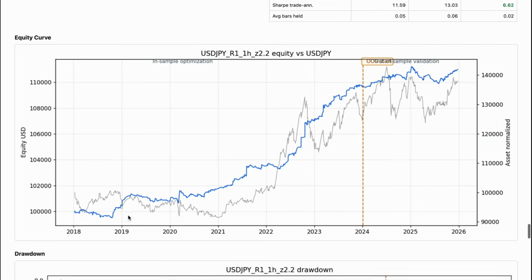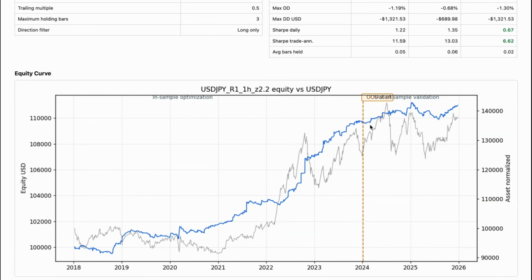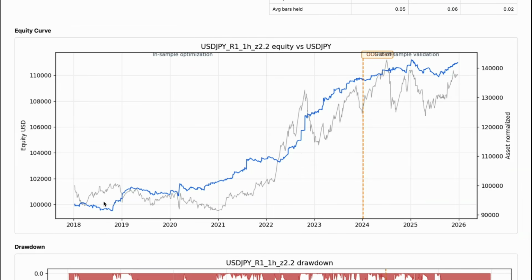This is USDJPY and it's really good. In this case, it's long only. It didn't perform that well in the out of sample, but you have to understand that in the in sample, it performed really well, but you have to check the asset class.